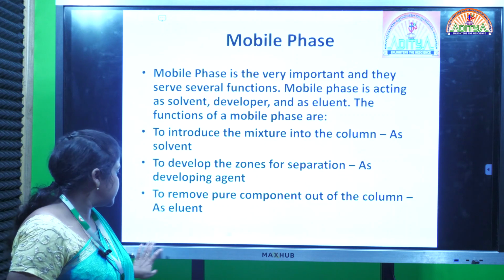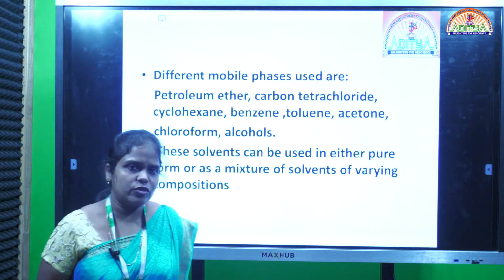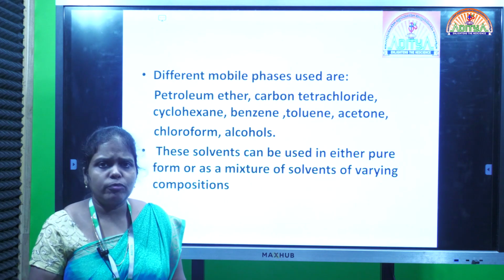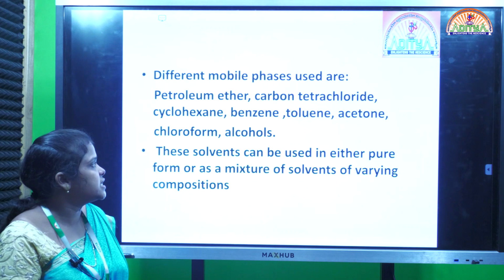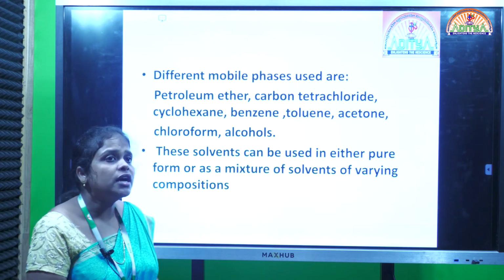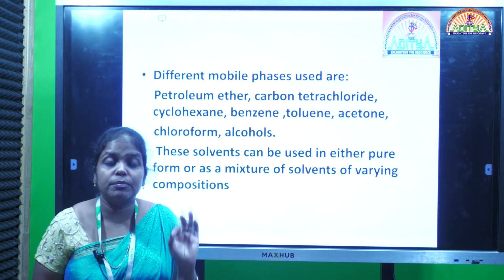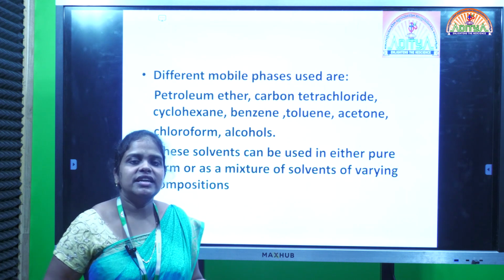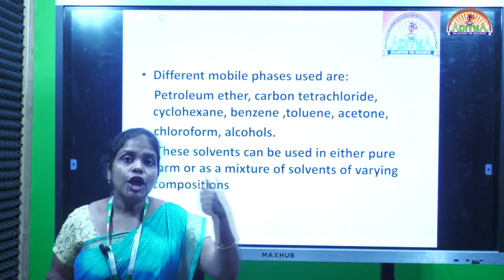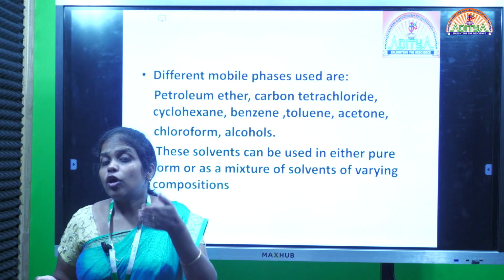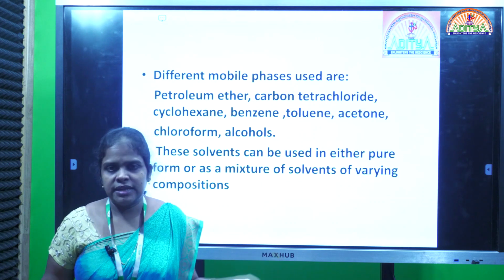Understood? And coming to the next part, the different mobile phases. Already we have seen the different types of stationary phases. Like that, what are the different types of mobile phases we can use? Petroleum ether, carbon tetrachloride, benzene, toluene, acetylene, different types of alcohols. Whatever mobile phases you are using, you must think about the polarity of the mobile phases. Whether it is highly polar, mid-polar or non-polar, you have to consider. Based on the compound you are separating, you have to choose the mobile phase. Based on the component you are separating, based on the polarity of that component, you have to select the mobile phase.